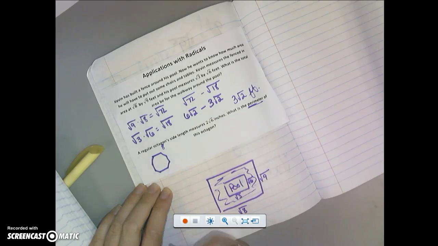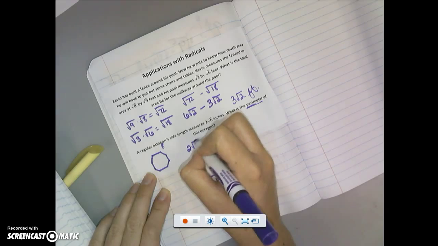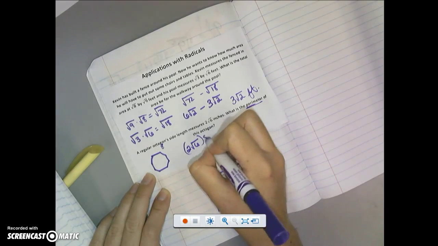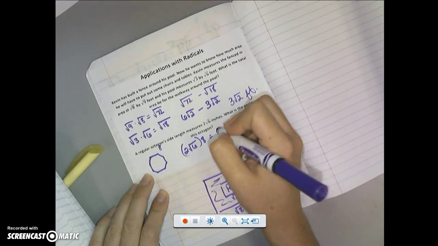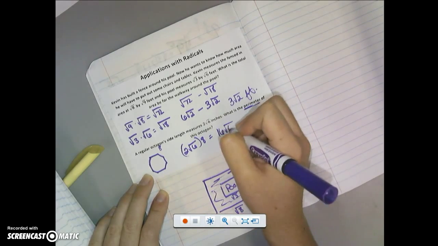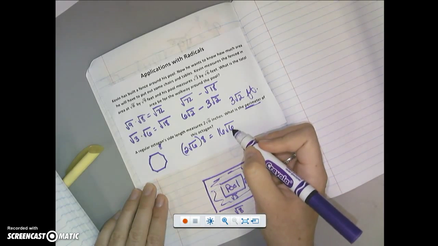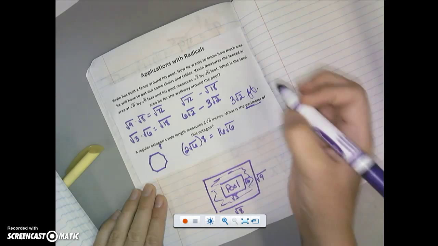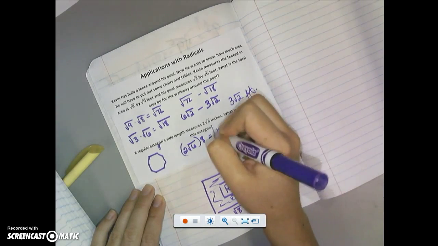That's right, 8. So we're just going to multiply 2 square root 6 times 8. And then we're going to go 8 times 2 is 16 square root 6. And can I simplify square root of 6? I can't. So we know it's just going to be 16 square root 6 inches. And that's our final answer.